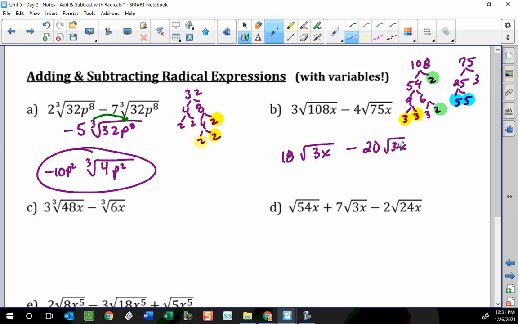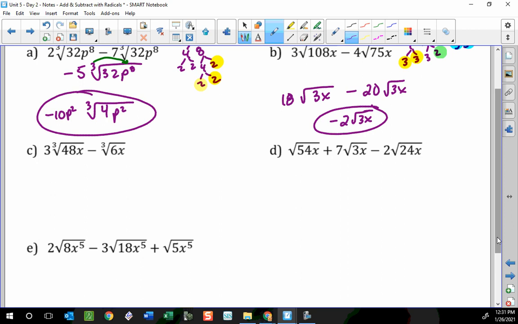Now when I look at this, I'm like, oh, 18 radical 3x minus 20 radical 3x. So this would be -2 radical 3x. So that's the gist of everything that we're doing here in these last problems. It's just that maybe something's a little bit harder or a little bit more annoying.